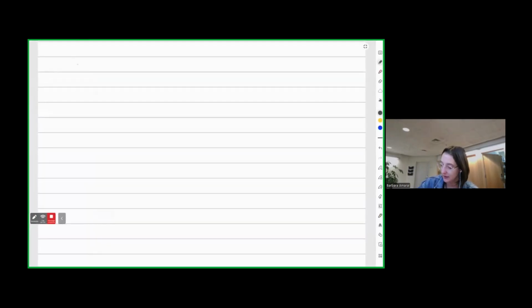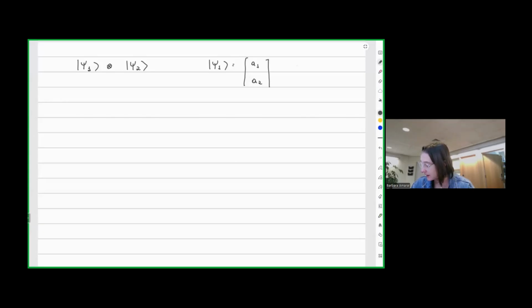Here we're talking about two states, psi 1 and psi 2. So I imagine that psi 1 is the state of qubit 1, and psi 2 is the state of qubit 2. And psi 1 has a representation with entries 1 and 2, and psi 2 likewise, with entries 1 and 2 of each vector. So this here is the tensor product of these two vectors.